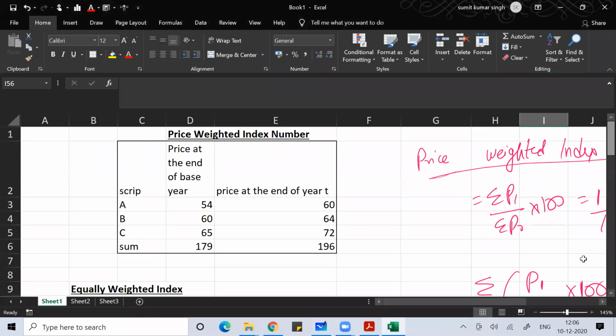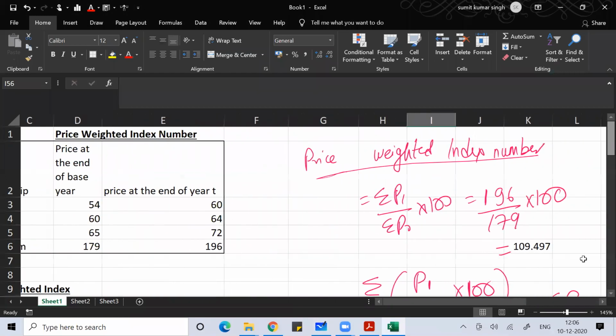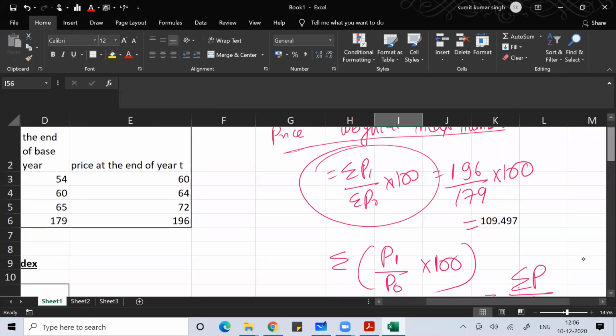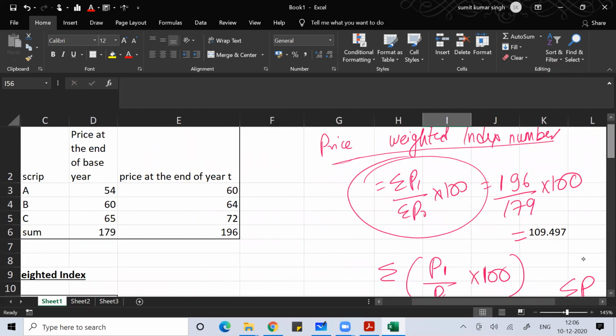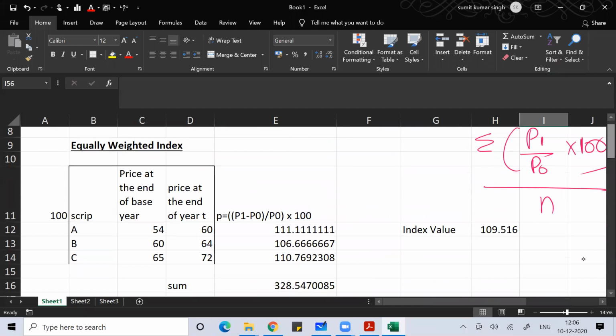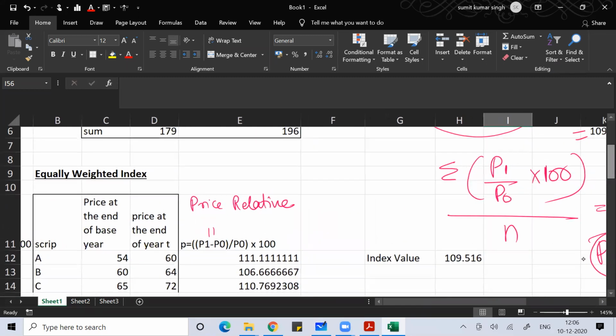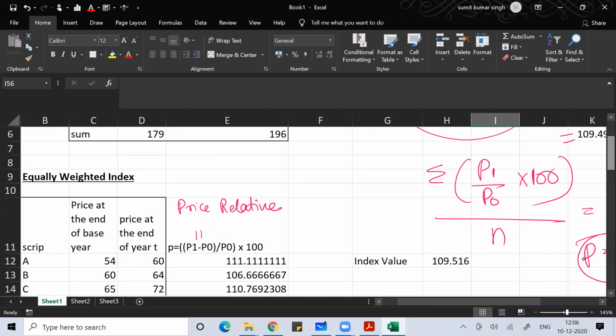We talked about the price weighted index number. This is the formula for the price weighted index number. Indexes like Dow Jones and Nifty 225 follow the price weighted index number. Then this is the equally weighted index number. This is called price relative, and this is the formula for that. This is the formula for the equally weighted index.